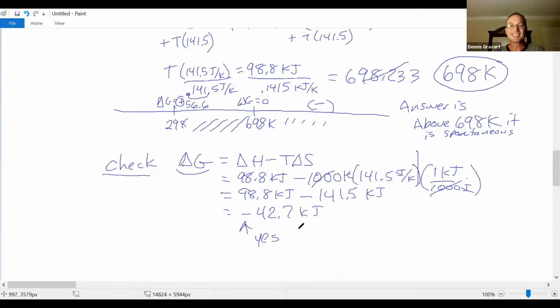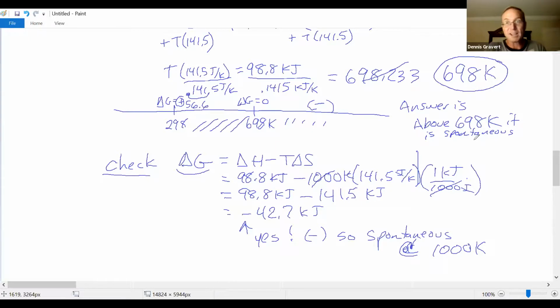Yes, it's negative. So spontaneous at, that's supposed to be the at symbol, at 1,000 Kelvin, which is above 298. So yay, that was a nice check. It looks good. Cool.